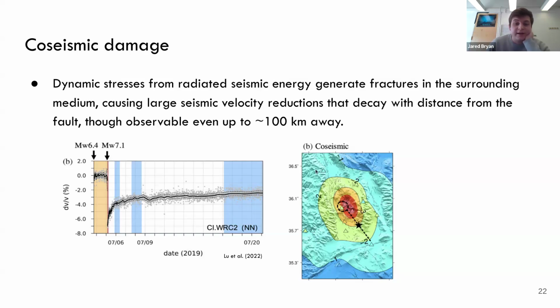And the affected area of the velocity change can be quite large because the waves can propagate very far while retaining a high amplitude. And so you might see a measurable velocity change several hundred kilometers away, many fault lengths away. So this can be a pretty widespread feature.